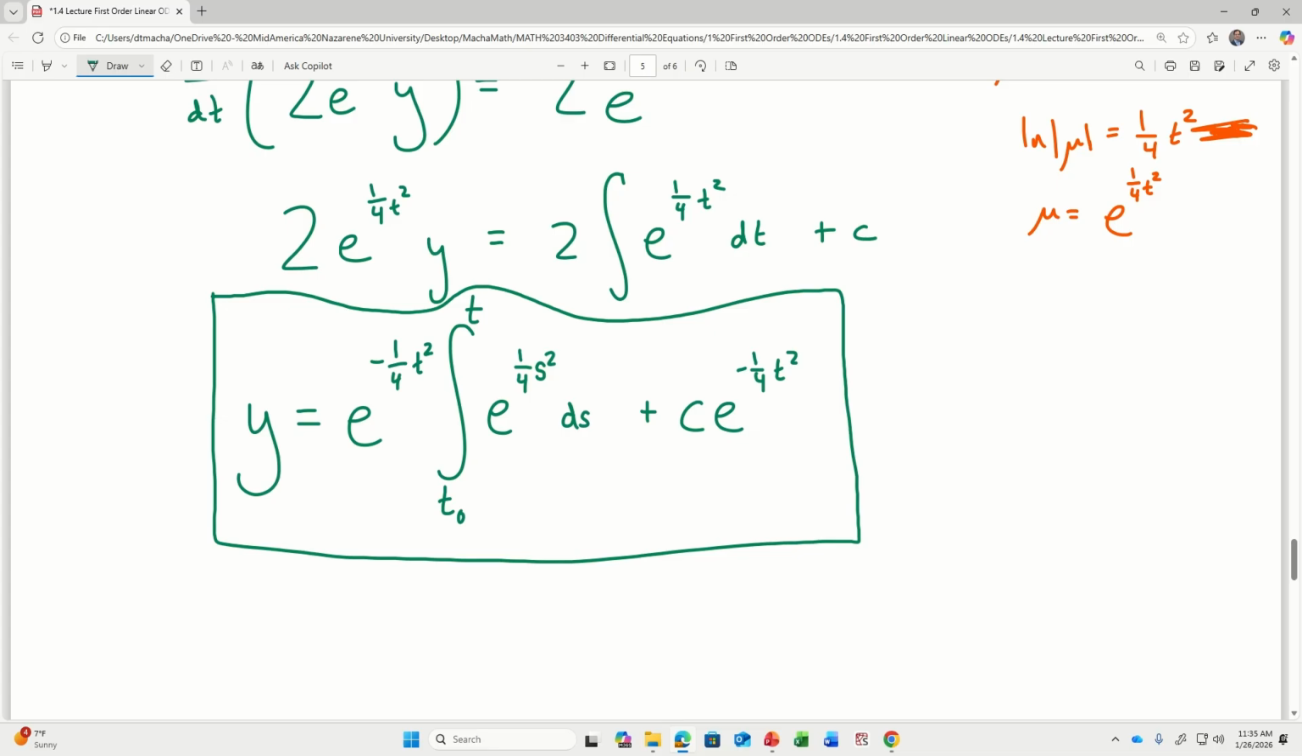So you will get a different value of this integral depending on the initial time you choose, but that's up to the initial value problem to determine what value of c is appropriate to account for that.